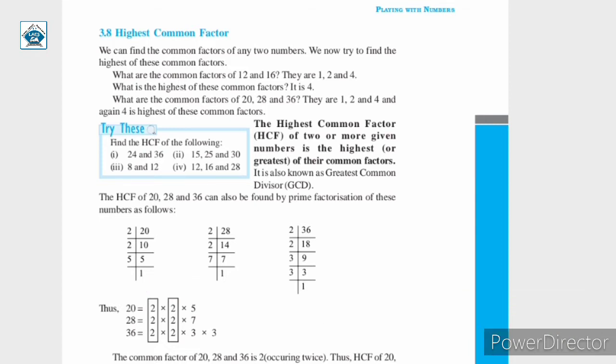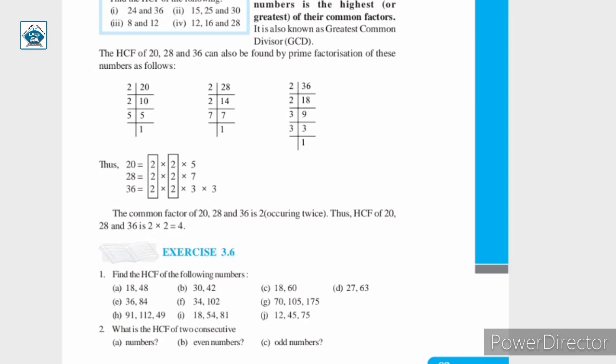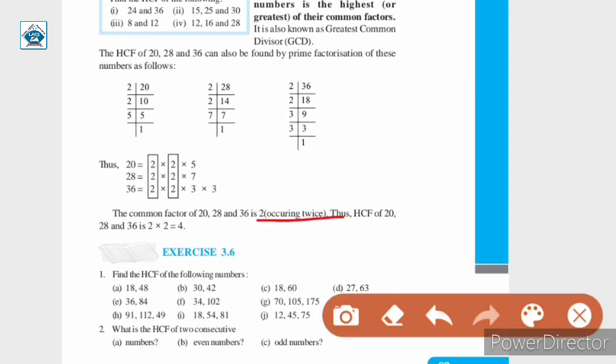So here the common factor of 20, 28 and 36 is 2, which is occurring twice. How many times? Twice. If a number is repeating twice, we will multiply it. So we will have 2 multiplied by 2, which is equal to 4. So the HCF of these three numbers, 20, 28 and 36, is 2 multiplied by 2, which is equal to 4.